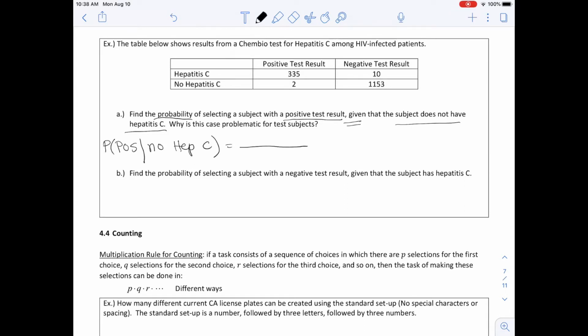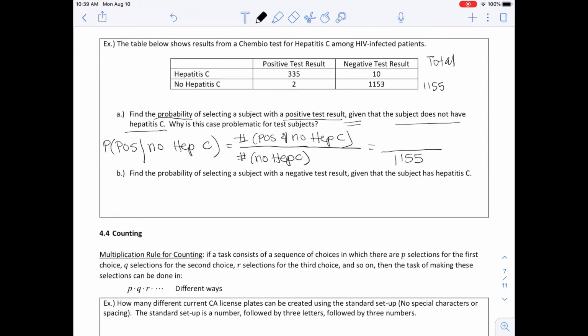For this, we're going to use the formula that we had from the last section. The denominator is the number of people that have no Hep C. In the numerator, it would be the number of people that are positive and have no Hep C. The total number of people that do not have Hep C, you get by adding 2 plus 1,153, and we get 1,155. I'm going to write total over here. So our total is 1,155, and that goes in the denominator.